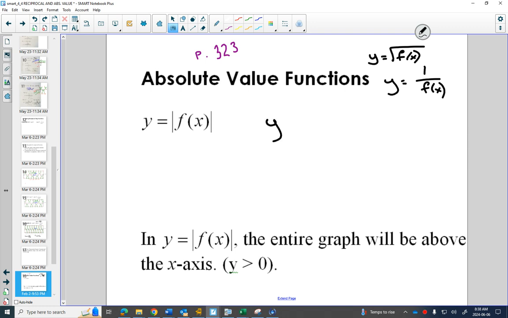And the last thing we look at today is y equals the absolute value of f of x, which all that's going to do is change all your y values to positive y values. So it's going to take the graph and flip it up over the x-axis. So in this graph, does it make sense that the entire graph will be above the x-axis?